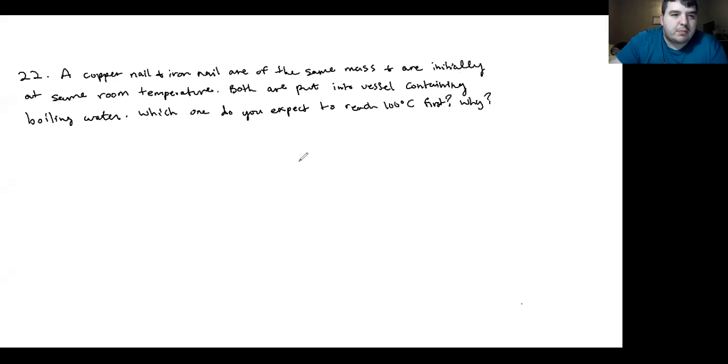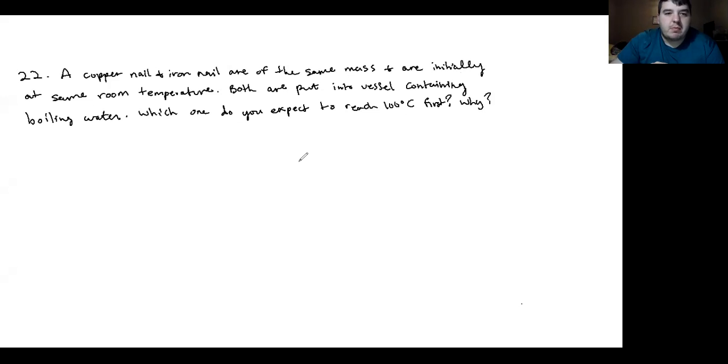All right, so this is problem number 22 for the bonus problems for exam number 2. For this problem, the question says: a copper nail and an iron nail of the same mass are initially at the same room temperature. Both are put into a vessel containing boiling water. Which one do you expect to reach 100 degrees Celsius first, and why?